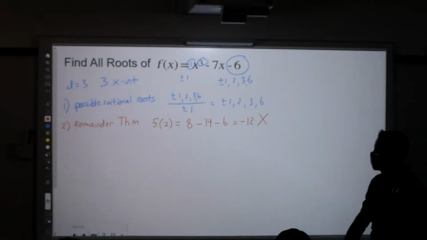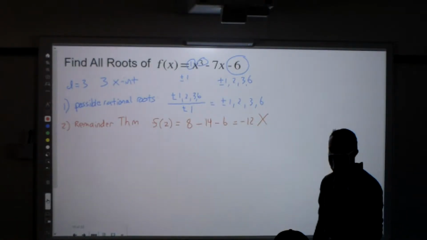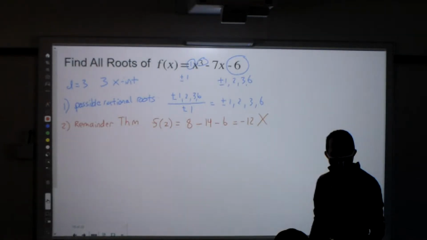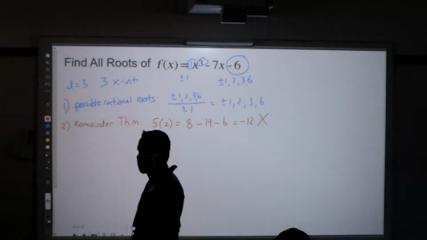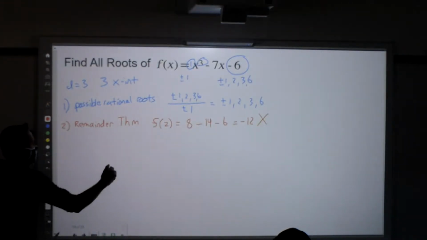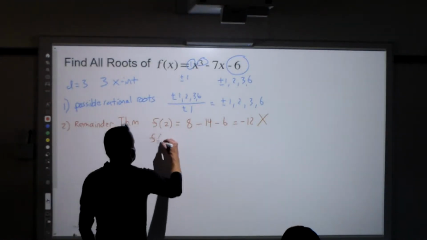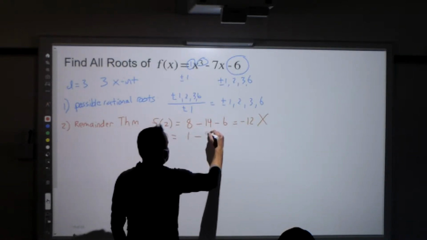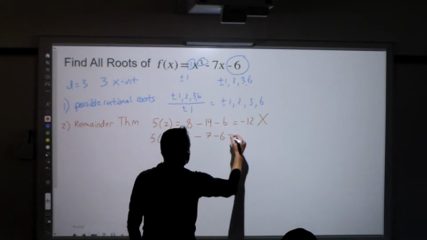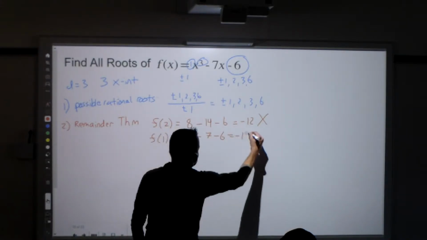Alright, so let's try another one. That just takes one of our suspects away. What's another number we could try? We could try 1. Let me try 1 first. It doesn't work. You get 1 minus 7 minus 6, which is -13 plus 1, also -12. Nope.